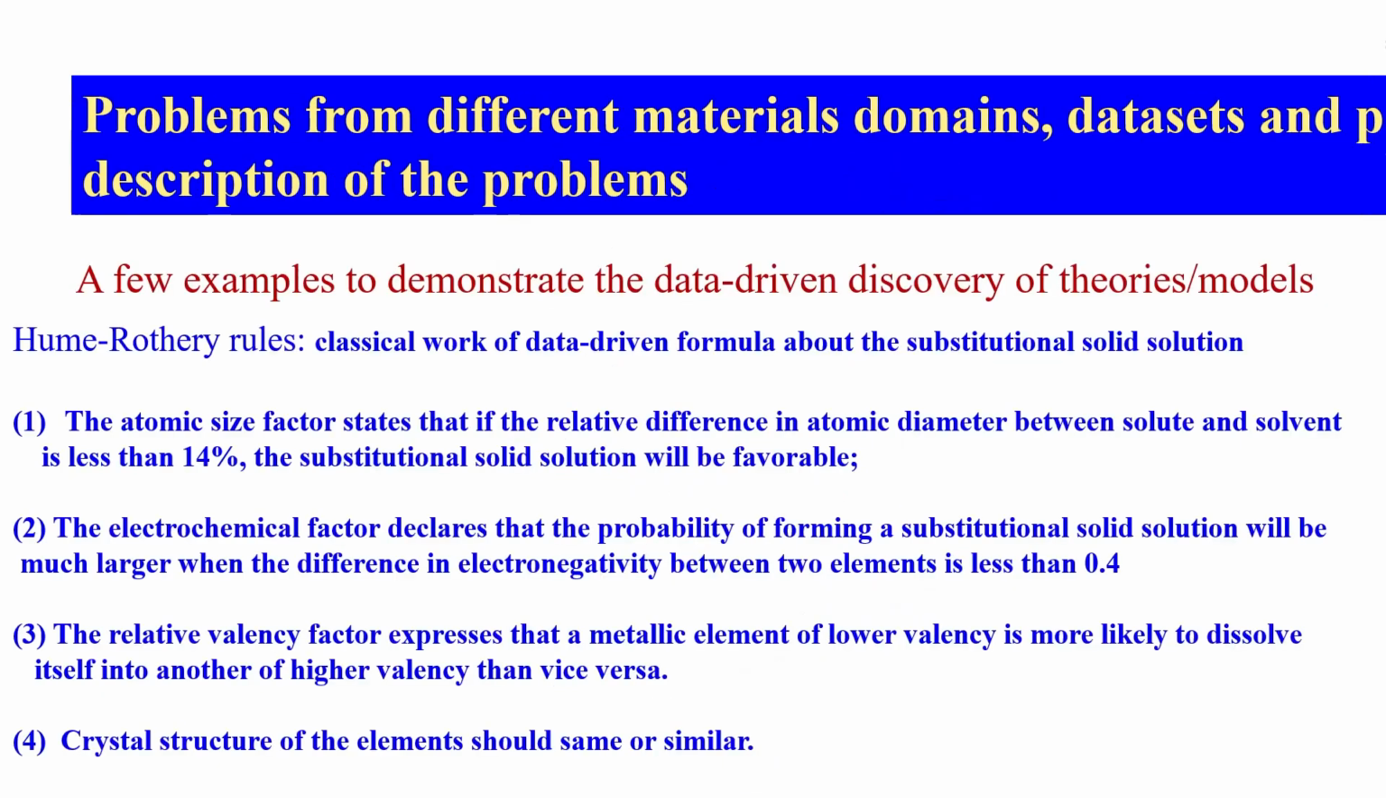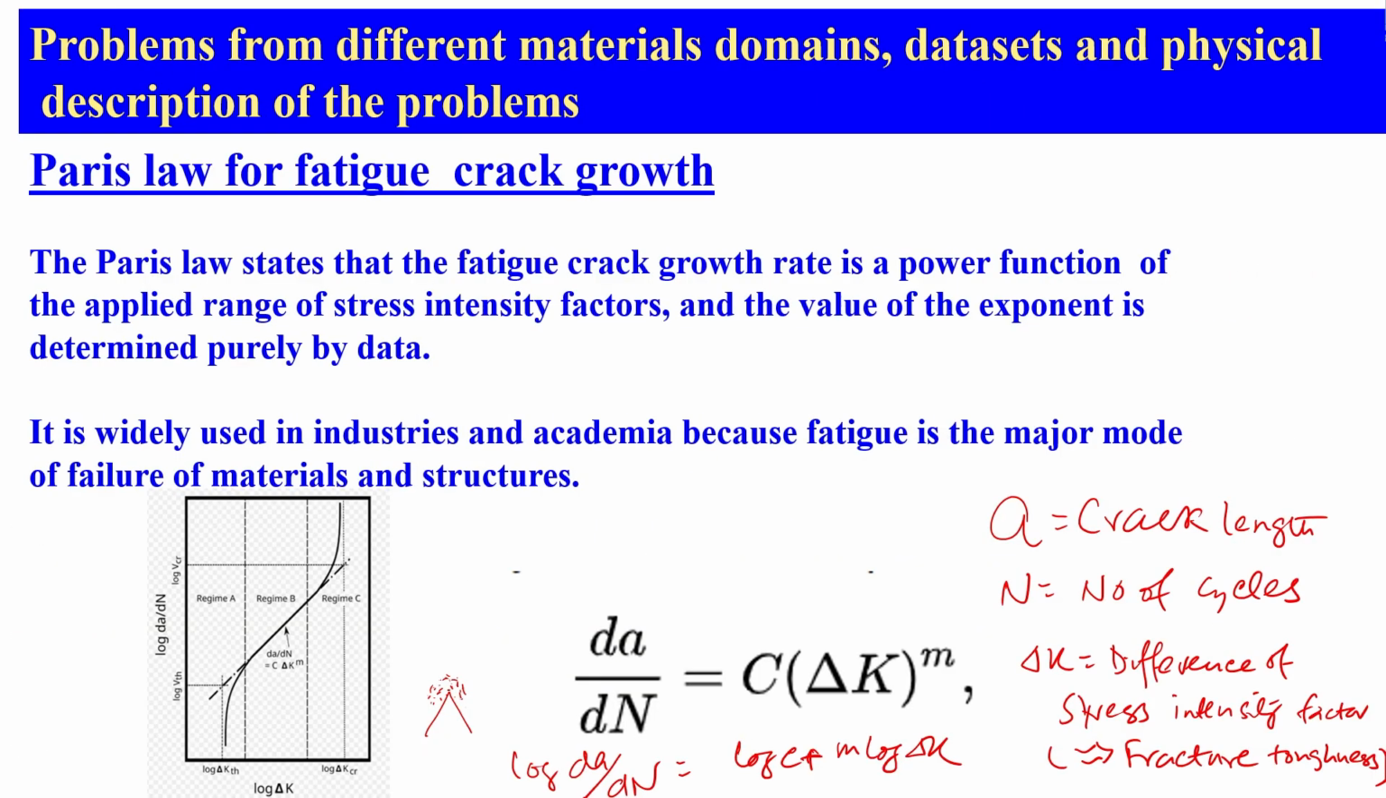We discussed a lot about what kind of material science problems we can use machine learning for discovery. Several examples I gave, as you know. The first example is the Hume-Rothery rules, the classical work of data-driven formula about substitution solutions. Then we talked about Paris law of fatigue crack growth. Again, the value of the exponent can be determined purely from data analysis. Exponent means m.